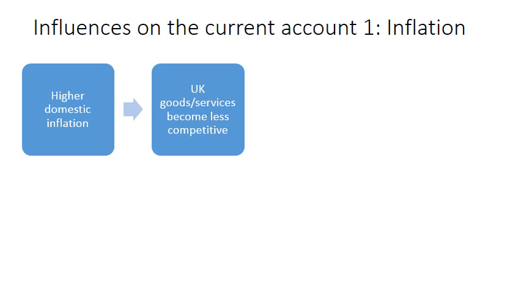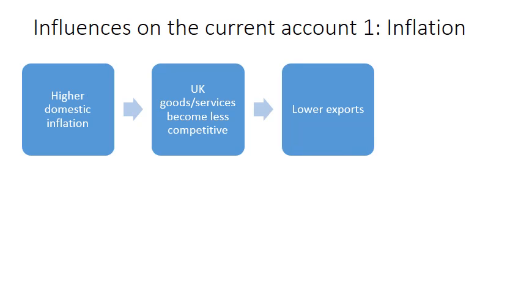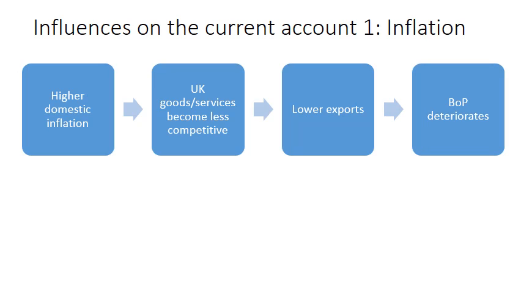But now that they cost more, of course, with the higher price, the demand for them falls, and so we'll get lower exports, and so that X minus M component becomes more negative. The balance of payments on the current account becomes more negative. When we talk about it becoming more negative, we often talk about it deteriorating. That means the same thing.